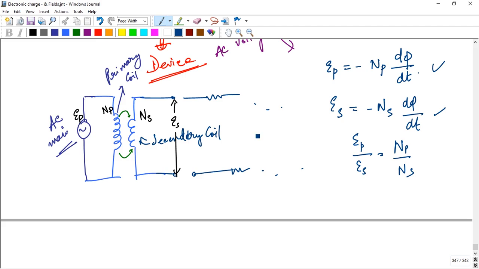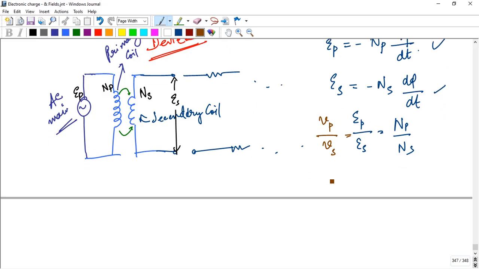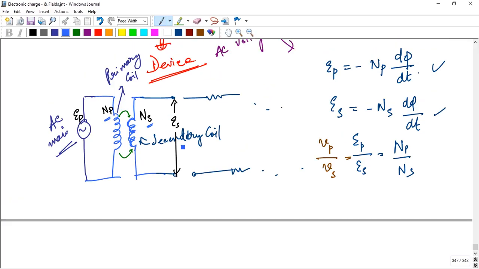Another important point is that EMF means voltage: the voltage in primary and the AC voltage in secondary. That is the concept of the transformer. These two turns are not the same, because NP and NS, the numbers of turns, are different, and that difference makes the output voltage either increase or decrease with respect to the input. Input here means primary.